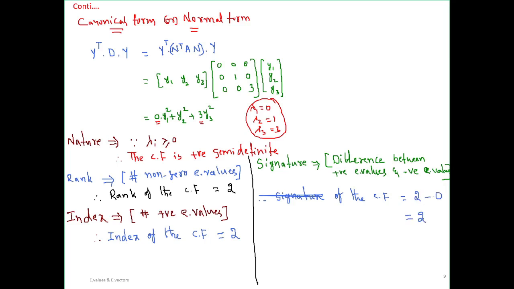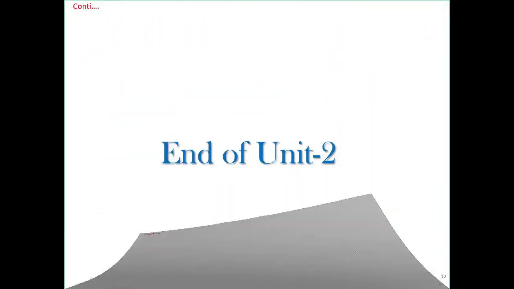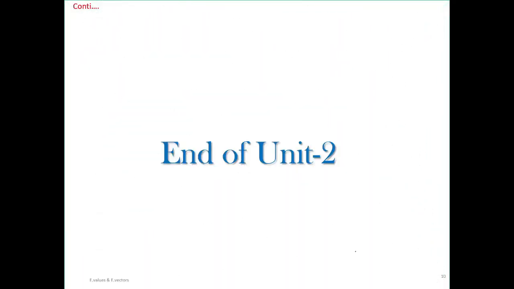So that's it. This is about finding the canonical form of a quadratic form and finding its nature, rank, index, and signature. And with this, I will end unit number 2. In the next class, I will start unit number 3, sequence and series.